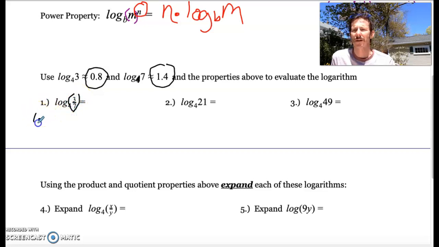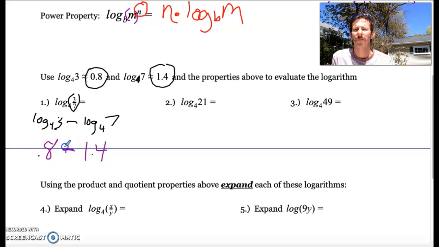And I'm allowed to then say, oh, well, that's log base 4 of 3 minus log base 4 of 7. Because two things are being divided, I can write it as subtraction. And if that's the case, I already know what log base 4 of 3 is. It's about 0.8. This expression is approximately 0.8. And this expression right here is approximately 1.4.